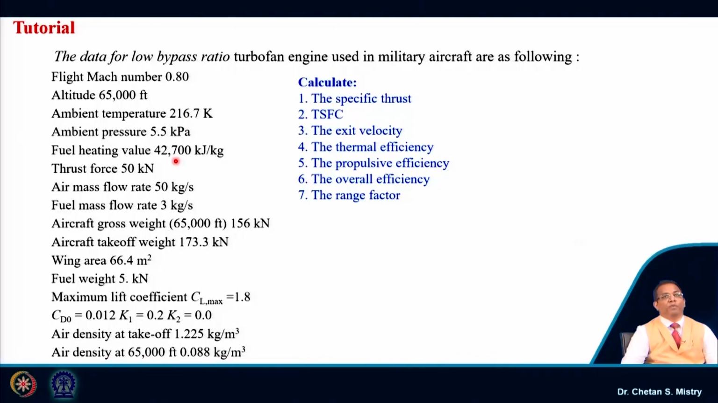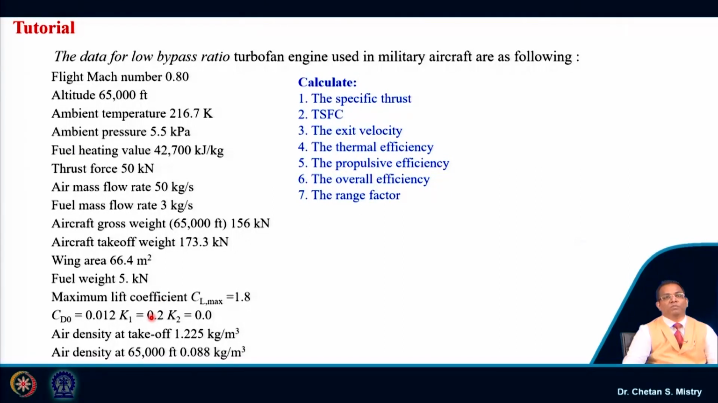My fuel heating value, or calorific value, is 42,700 kilojoule per kg. The thrust force is 50 kilonewton. The air mass flow rate is 50 kg per second. Fuel mass flow rate is 3 kg per second. The gross weight of my aircraft is 156 kilonewton. The aircraft takeoff weight is 173.3 kilonewton. The wing area is given as 66.4 meters square. The fuel weight is 5 kilonewton.